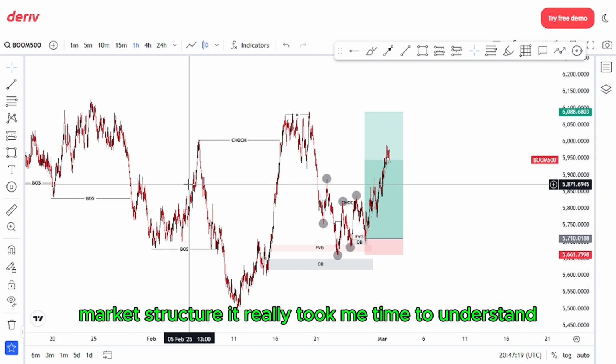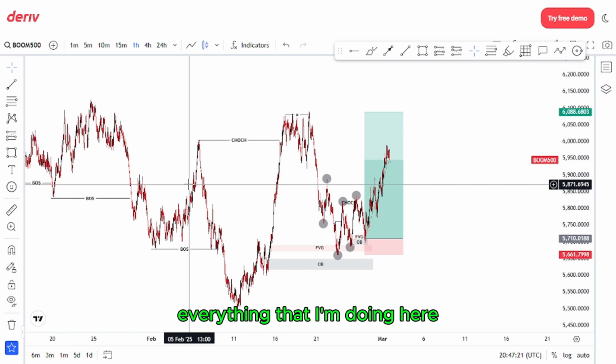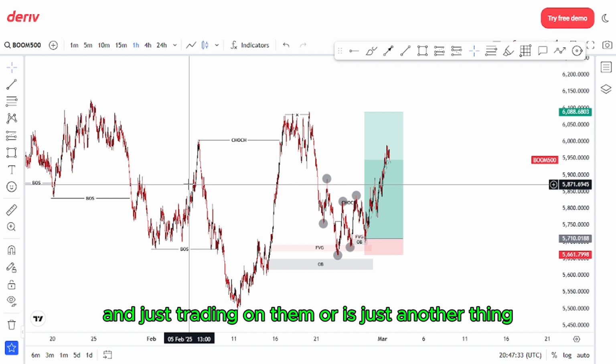It really took me time to understand everything that I'm doing here. Very simple whenever you understand it, very hard whenever you're starting off, but it takes time. Give yourself time to just analyze the market without trading and doing anything. And just trading on demo is just another thing.